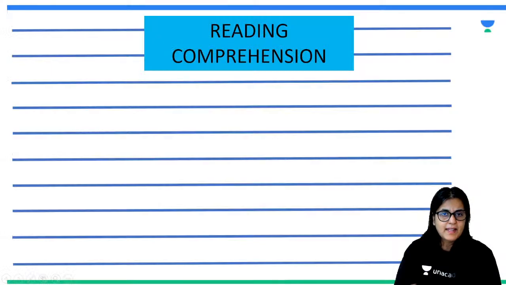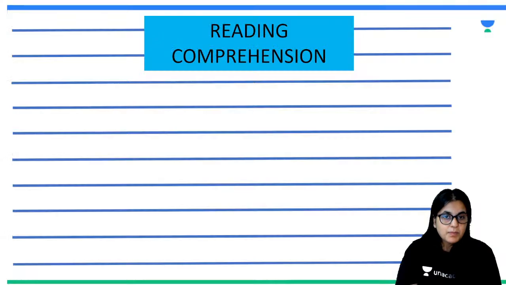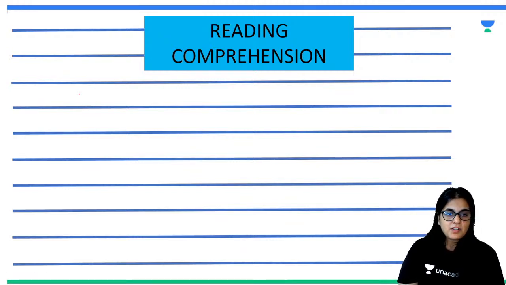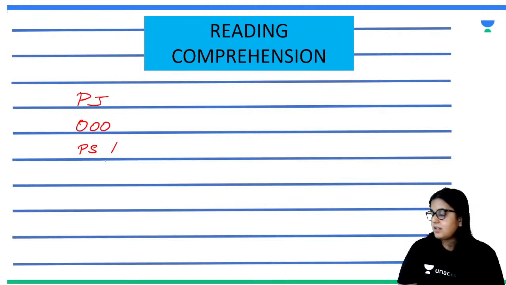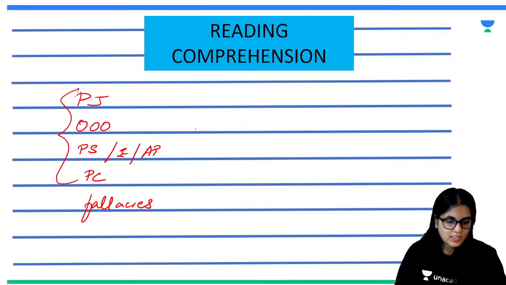Okay, so guys, planned a lot for today's class, but it's okay. I don't want to rush things. I want to take it slowly. So guys, can you repeat what all we have done today? Okay, today we discussed the concepts of para jumbles, odd one out, para summary, essence of the text, author's position, para completion. We looked at the different types of fallacies. So basically VA हमने आज cover किया है.